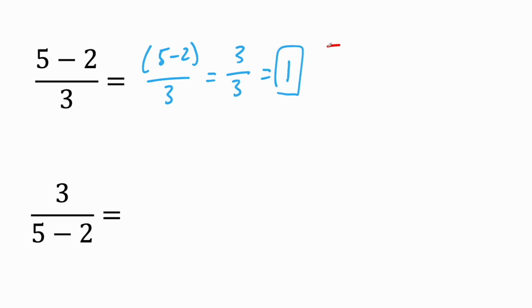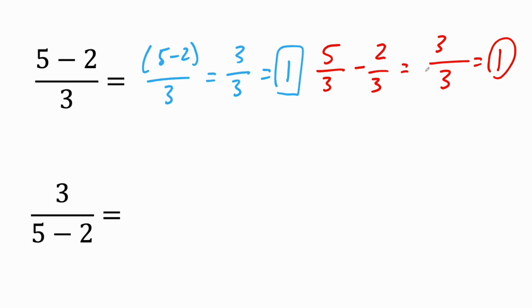Now, you may ask, can we do this? 5 divided by 3 minus 2 divided by 3. We have a common denominator of 3, so keep our 3. 5 minus 2 is 3, so 3 over 3, which is 1. This is also correct. This works because we have a common denominator of 3.